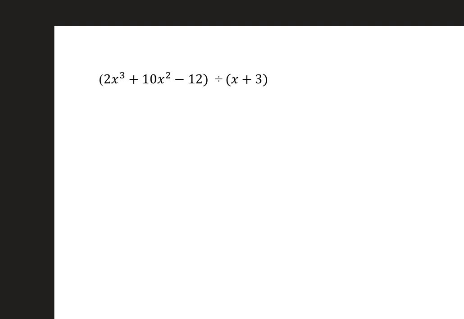So the first thing we're going to do with synthetic division is figure out what goes in our bracket, essentially. And that's always going to be the root of this thing right here. Now, I know x plus 3 is the factor, but the root, in other words, where it crosses the x-intercept, is x equals -3. So we're going to put a -3 right here.